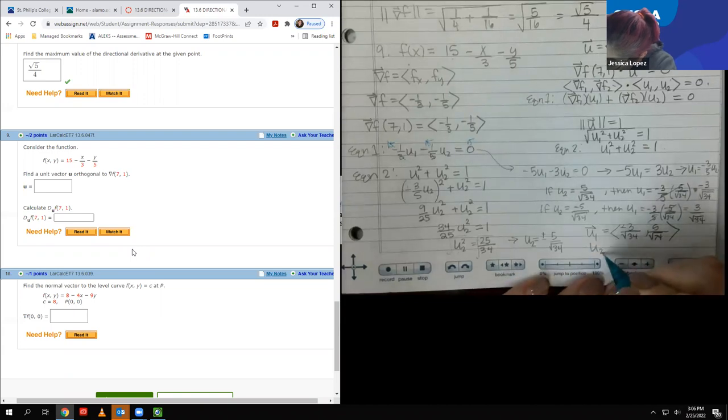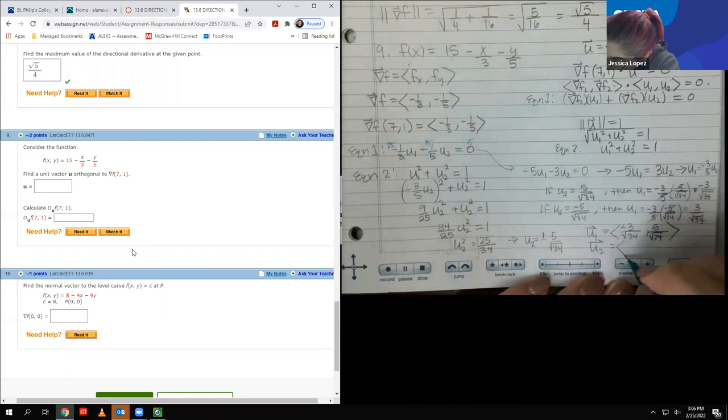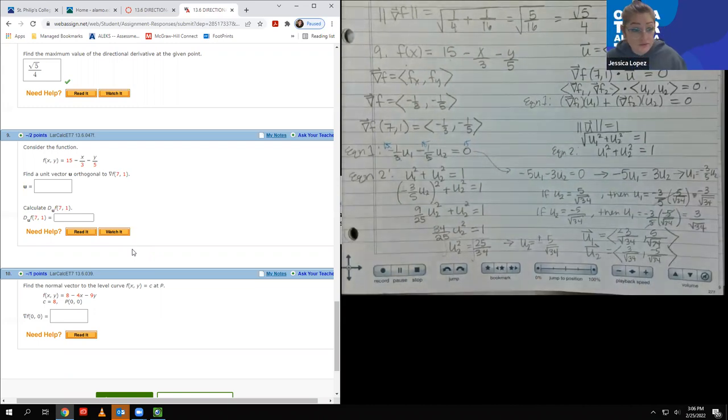The second choice, and these are not the same thing as the components, okay? This is just my first U and my second U as a vector. And in this case, it would be positive 3 over square root of 34, and then a negative 5 over the square root of 34. I do have a choice here, so we could choose one, and then we're just going to work with that.